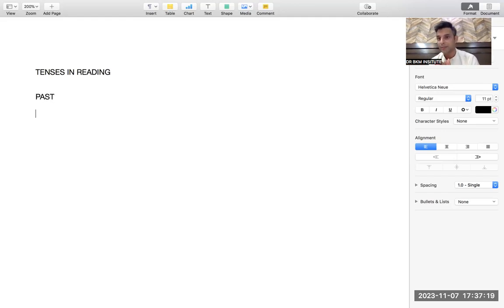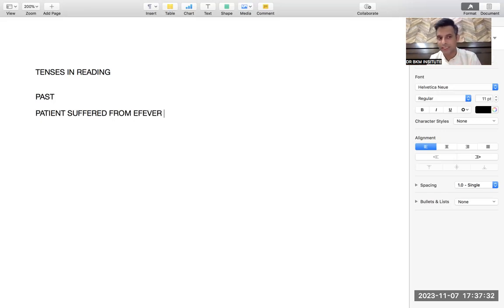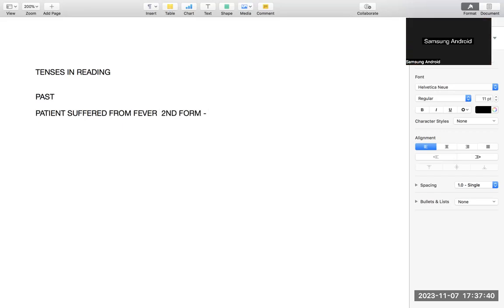Okay, guys, tell me. Patient suffered from fever. Is it past, present, or future? Past. Past indefinite. Patient suffered from fever. So you are saying it is past. Is it active or is it passive? Second form. Active.